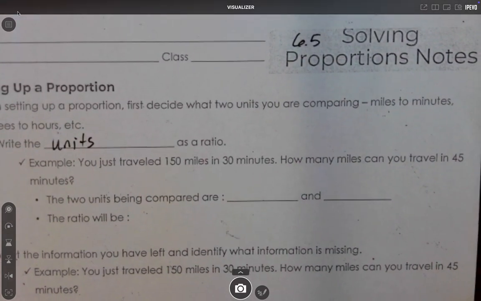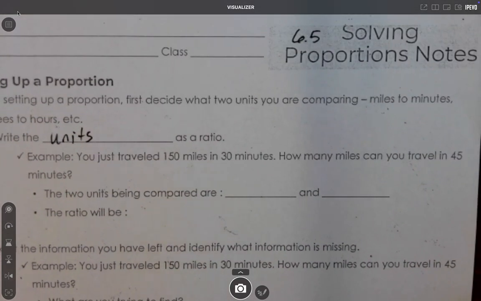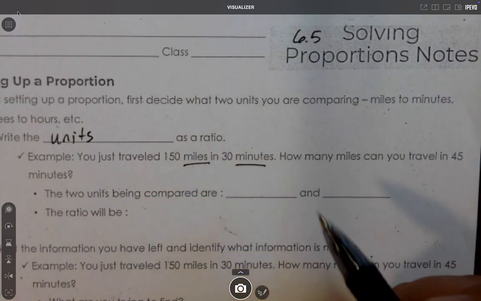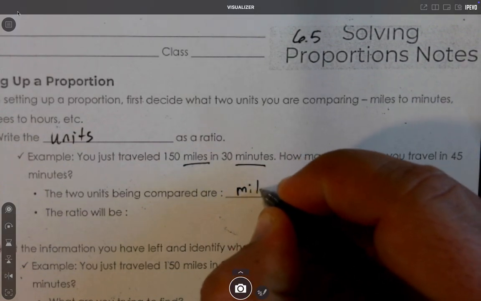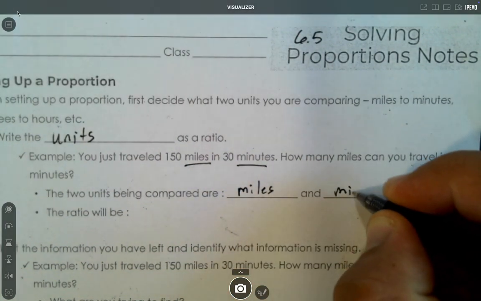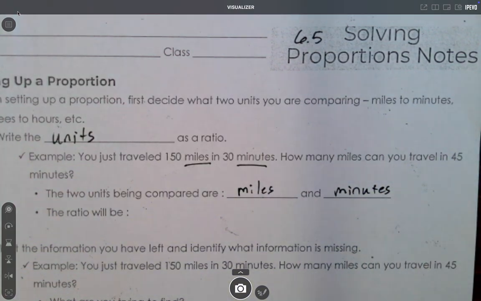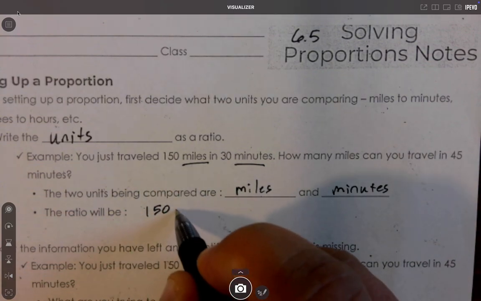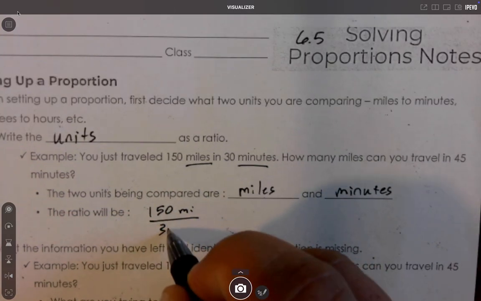So example, you just traveled 150 miles in 30 minutes. At that rate, assuming you have the same speed, how many miles can you travel in 45 minutes? So we can see the two units being compared. It's miles to minutes. So the ratio we'll begin with is what they gave us, 150 miles to 30 minutes.